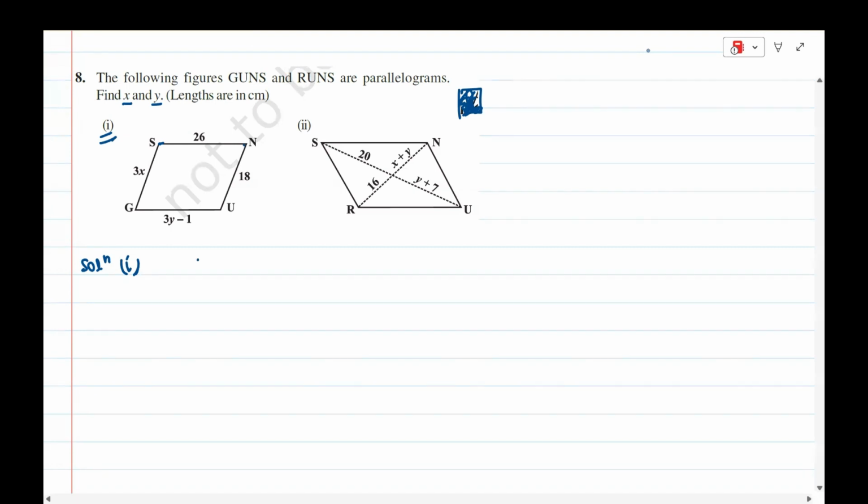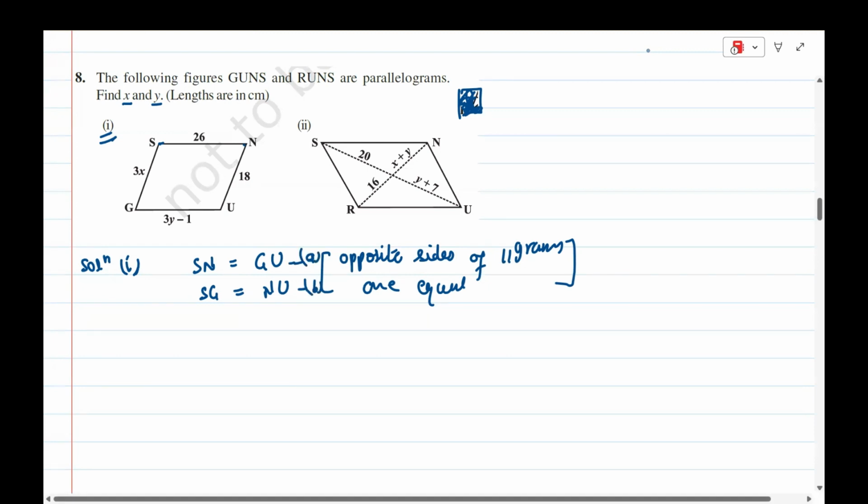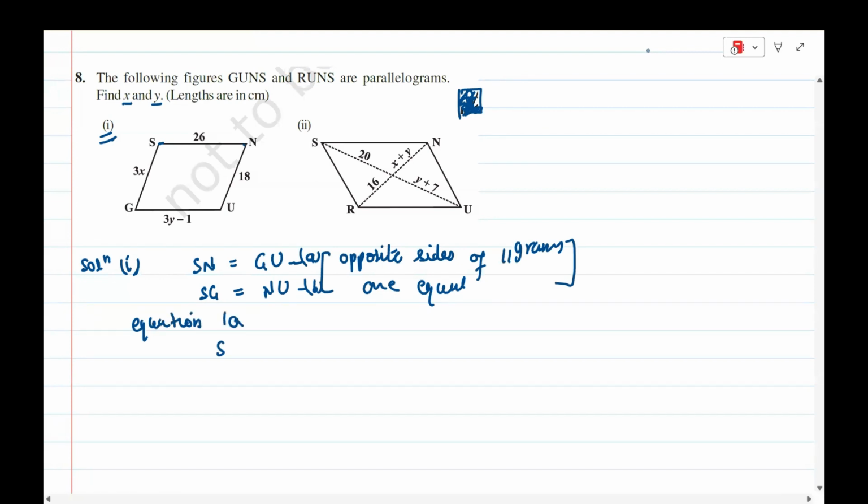So we know SN is equal to GU and SG is equal to NU. Because by property of parallelogram, we know opposite sides of parallelograms are equal, right? Okay. So name them as equation A and equation B. Taking equation A. The equation A is SN is equal to GU.